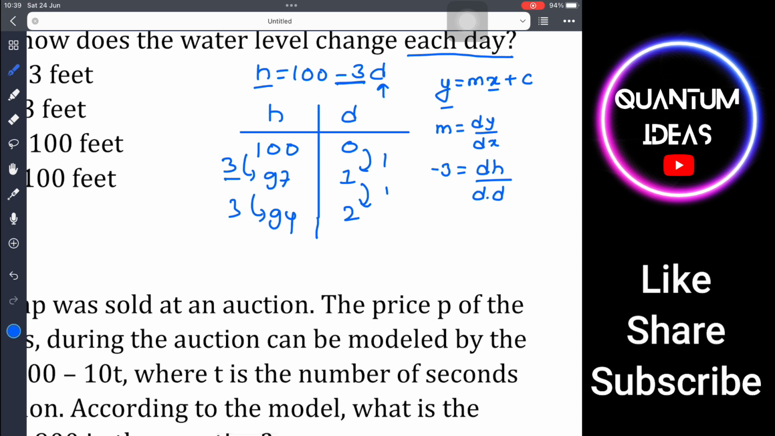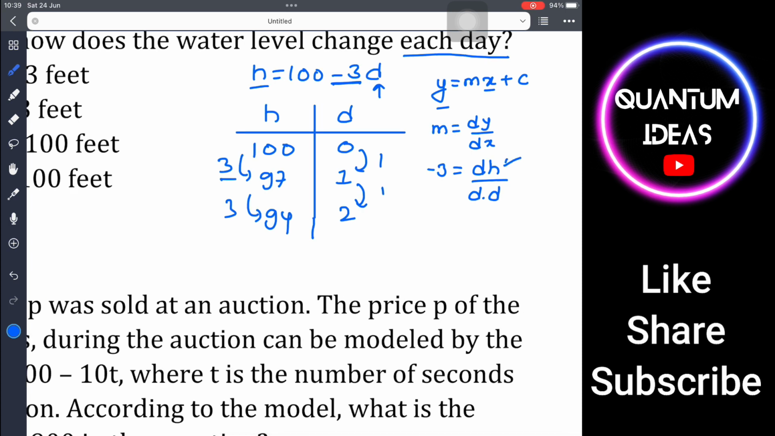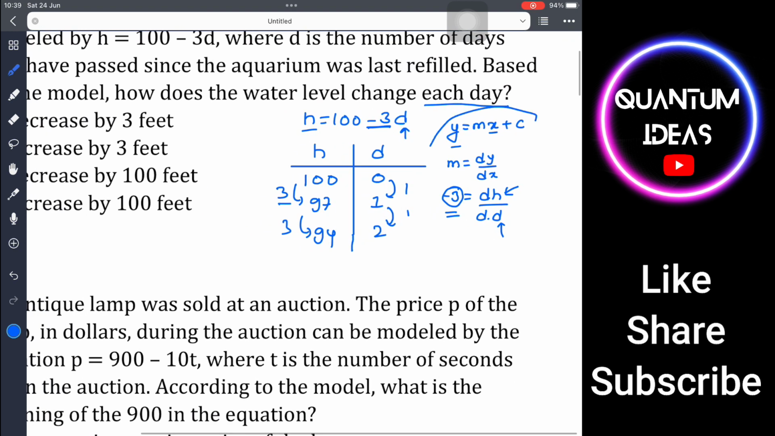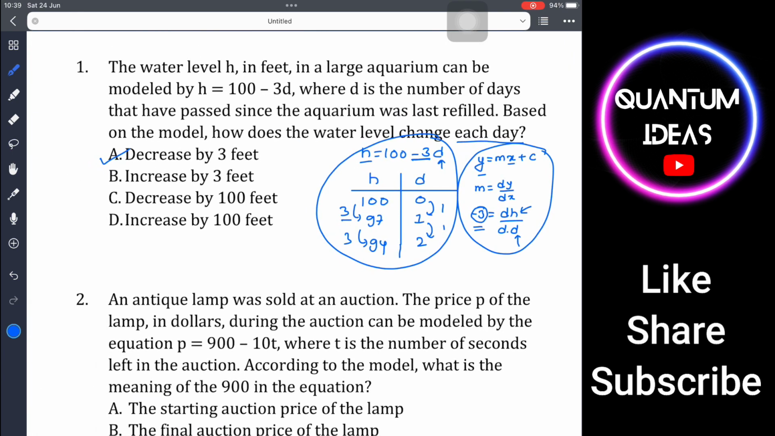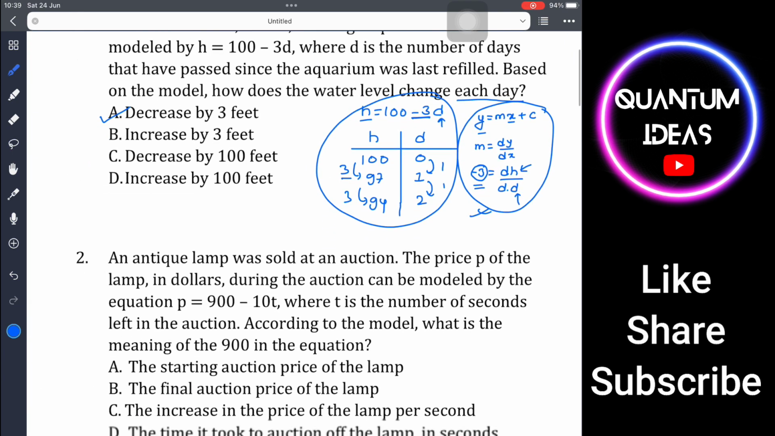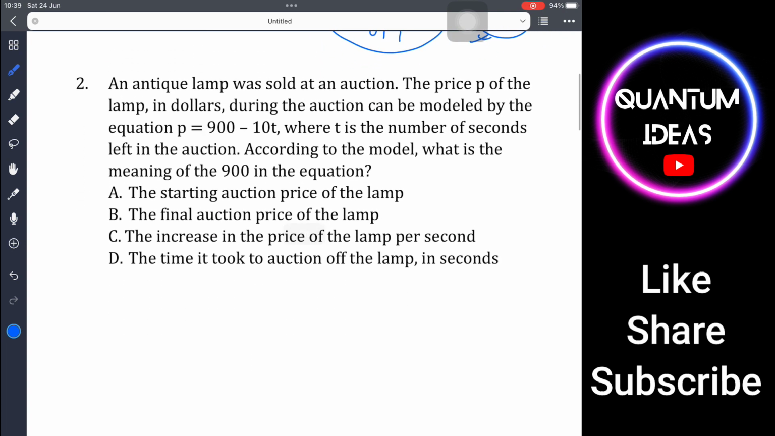So you can see here the change in height per day is minus 3, that is minus 3 feet, meaning it is decreasing by 3 feet every day. You can use this method also, or you can directly use this. I'll talk about this later maybe. So let's go to number 2.